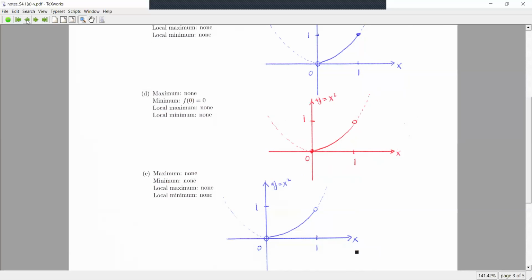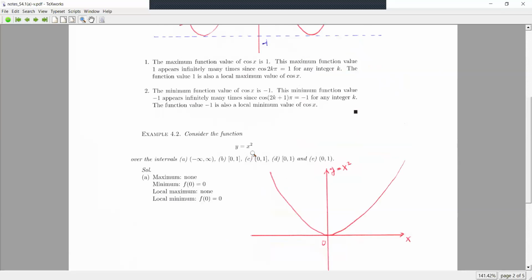Part E. Consider the function over this open interval. Now this time, excluding 0, excluding 1.